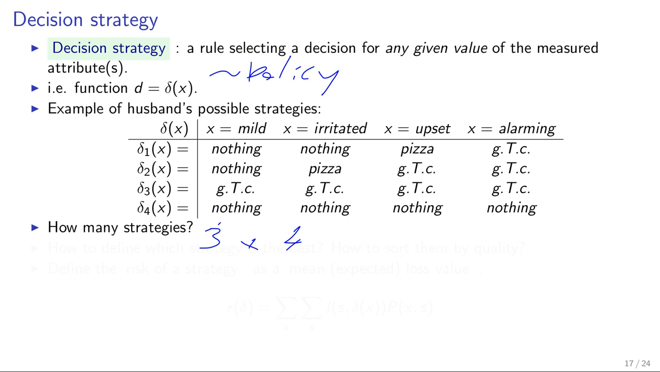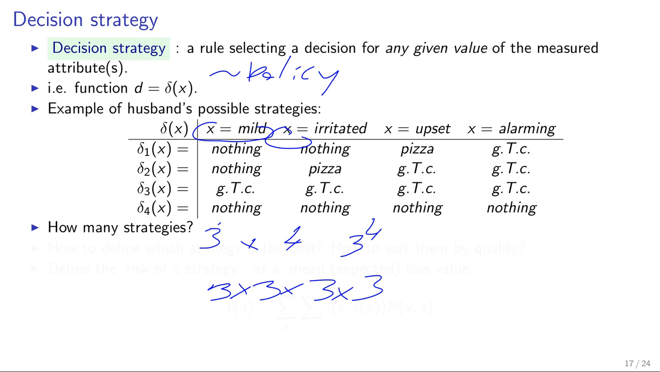Okay, so in the interest of time, I'll tell you: it's 3 to the power of 4. For one observation, like this one, I have 3 options. I can do nothing, or the delicacy, or pizza. So this is 3. For the next value of the feature, I have another 3 options, which I can choose independently. So it's going to be like this, and it's 3 to the power of 4.